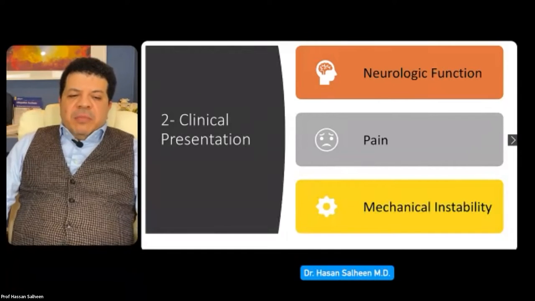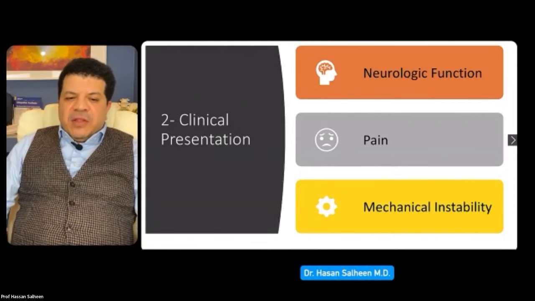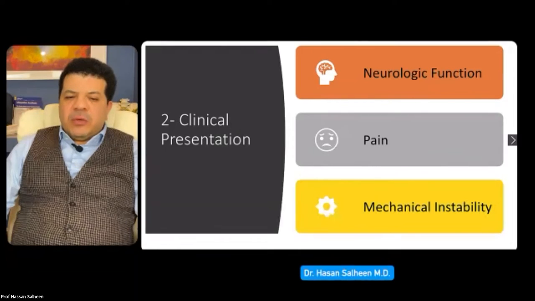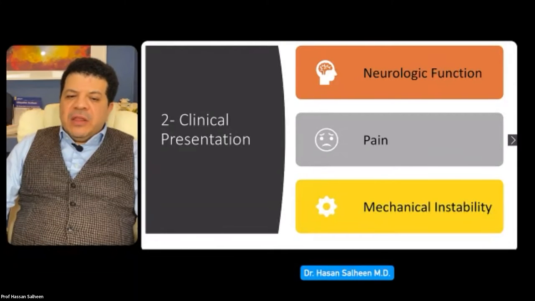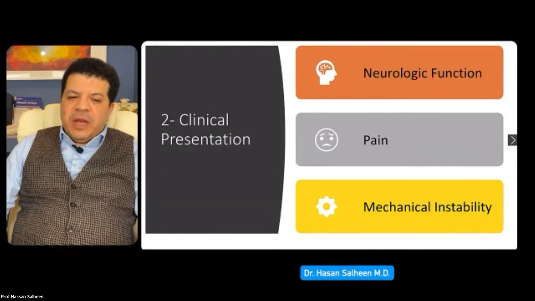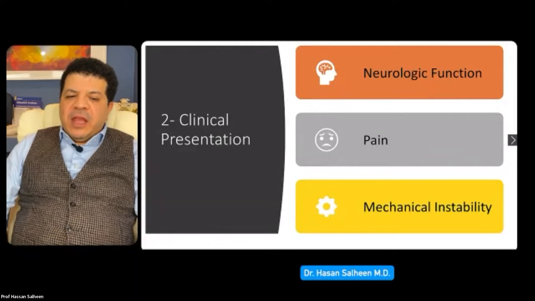Regarding the clinical presentation of the metastasis, the most important factor is the neurological deficits leading to recumbency and loss of mobility. And this is one of the most fatal complications of the metastatic disease. Bed sores, pneumonia, urinary tract infection, and sepsis are fatal complications in such patients.